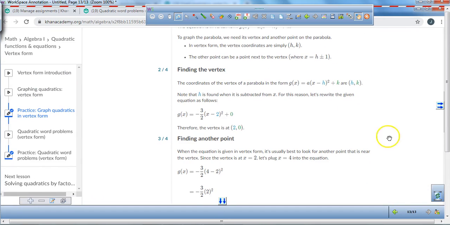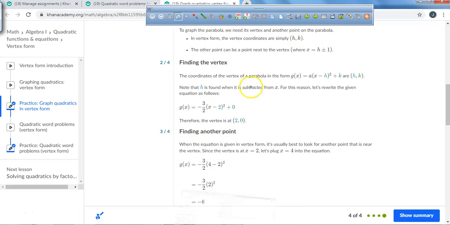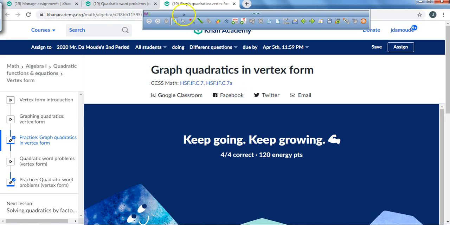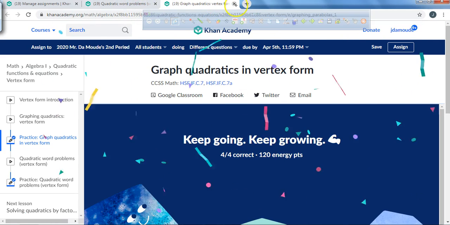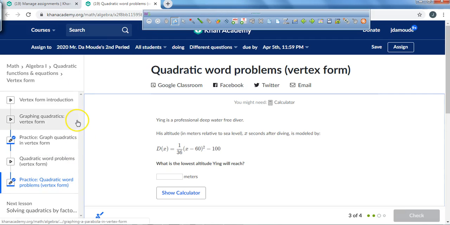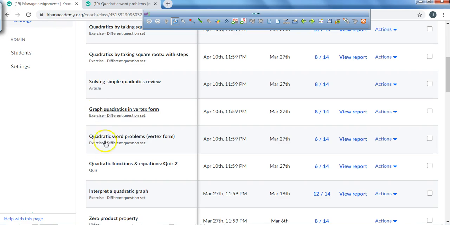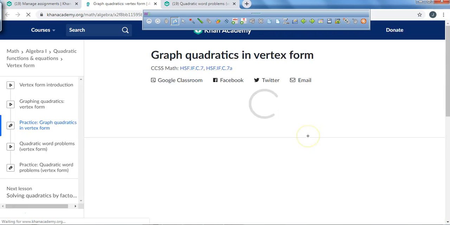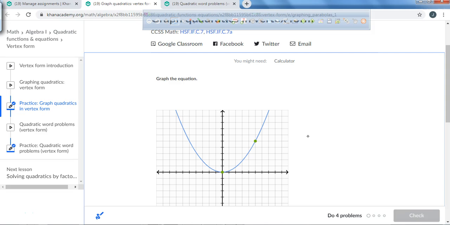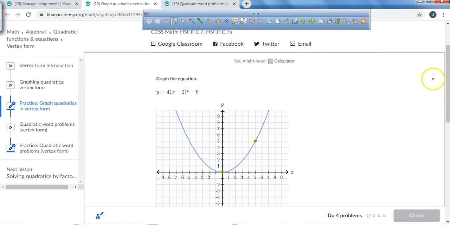So, go here. All right. Now let me go and close this out. I'll do one more problem before we go on to the next one. Graph in vertex form. Here we go. Let's do this one more time.